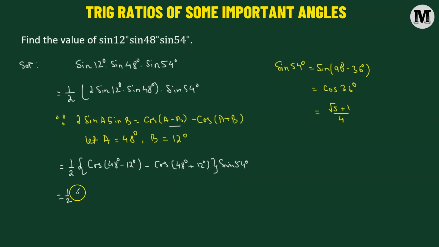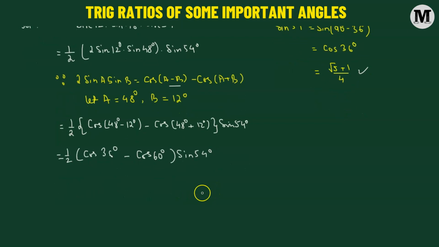We now have half multiplied by cosine of 48 minus 12, that will be 36. So we have cosine of 36 degrees, so that value is known, minus cosine of the angle 48 plus 12, that's 60 degrees. This is a standard value as well. So we have sine 54 degrees multiplied to it. Now we'll substitute the values. We now have half multiplied by cosine of 36, which is square root of 5 plus 1 divided by 4, minus cosine 60 degrees, that's 1/2, and multiplied by sine 54 degrees. We have already found out that this value also corresponds to square root of 5 plus 1 over 4.